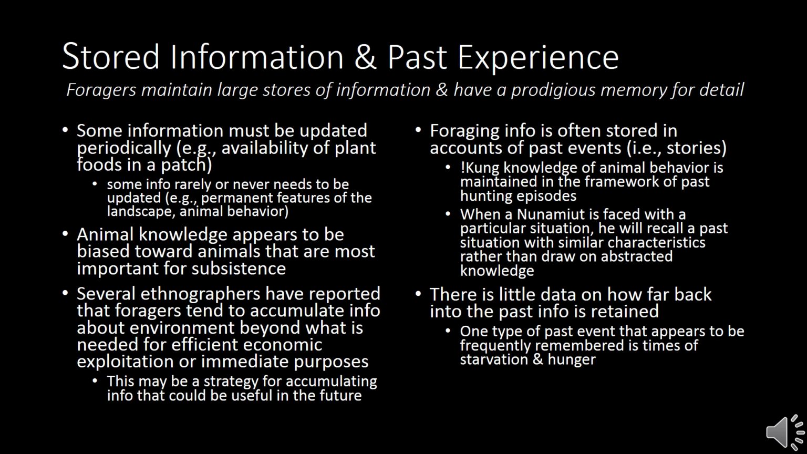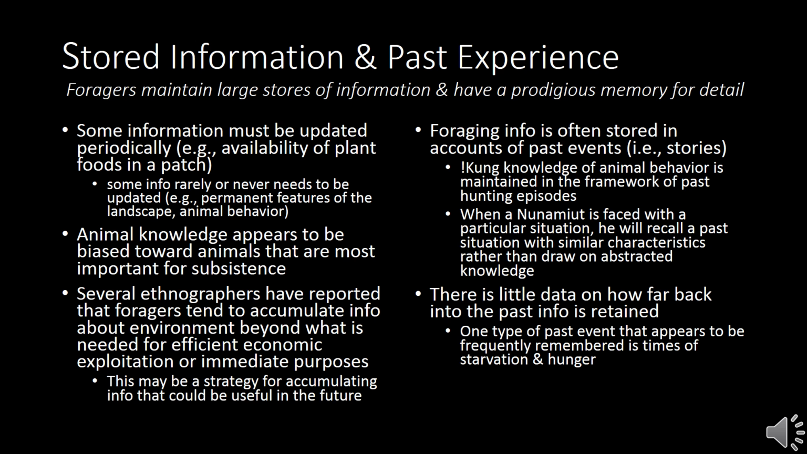Animal knowledge appears to be biased toward animals of greatest economic value. For example, among the Gui, the classes of species which are known about in the most detail are those which are important in the subsistence economy. However, several ethnographers have reported a tendency for foragers to accumulate information about the environment beyond what is needed for efficient economic exploitation. This may be a strategy for accumulating a stockpile of information that may turn out to be useful in the future. This brings us to format.